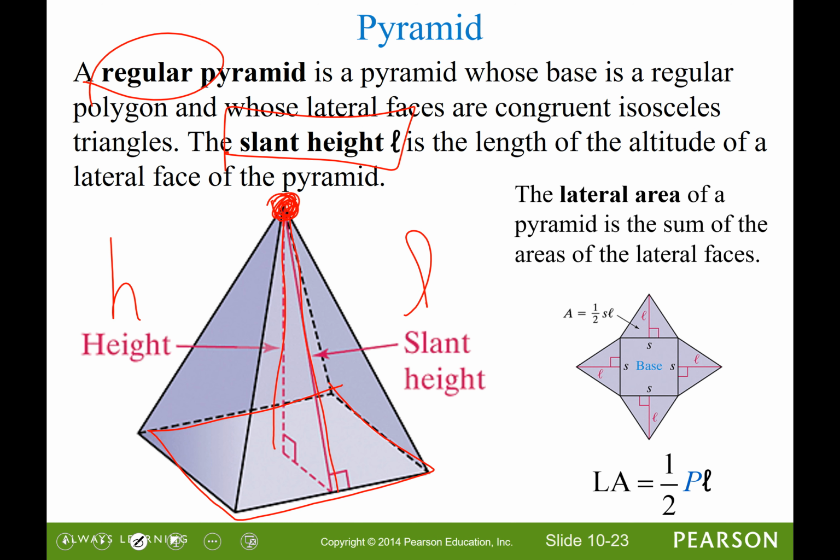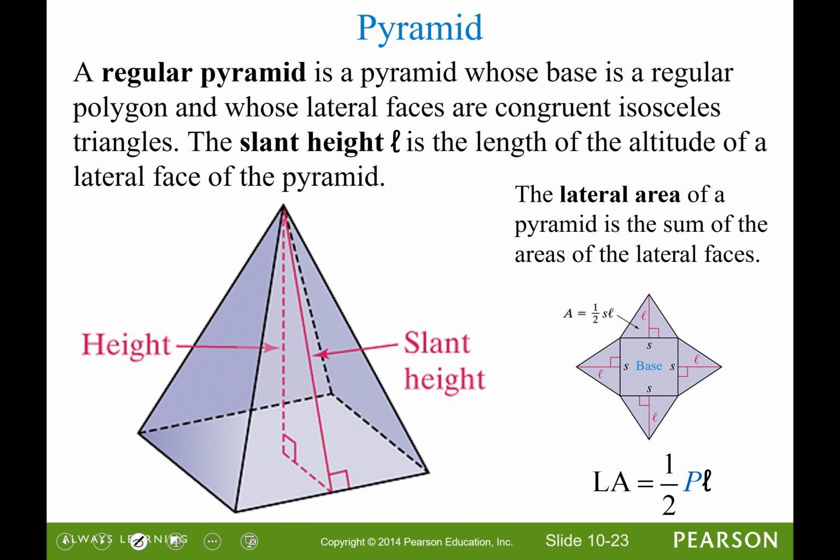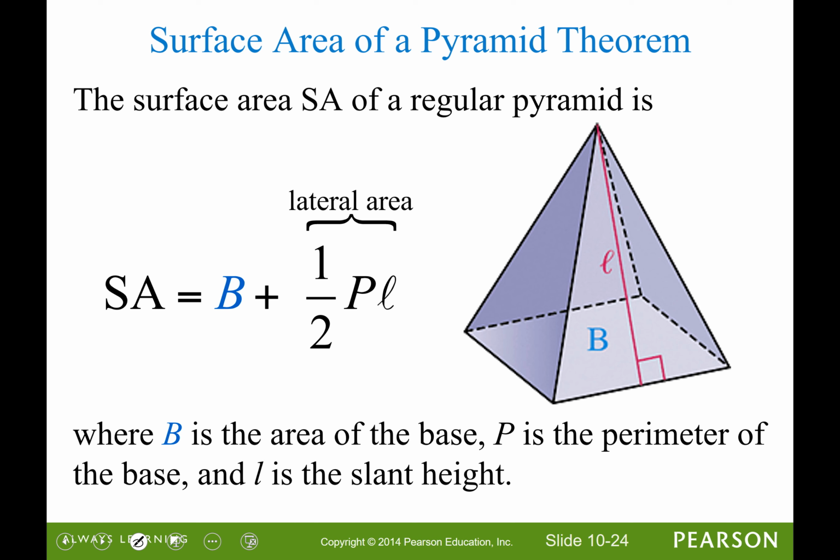The lateral area of a pyramid is the sum of the areas of the lateral faces. This is a net of that pyramid that you see right there, and it is showing the derivation of the formula: lateral area is equivalent to the perimeter of the base, capital P, times the slant height, lowercase l, and then you multiply that by 1/2, and that's how you get the lateral area of a pyramid.